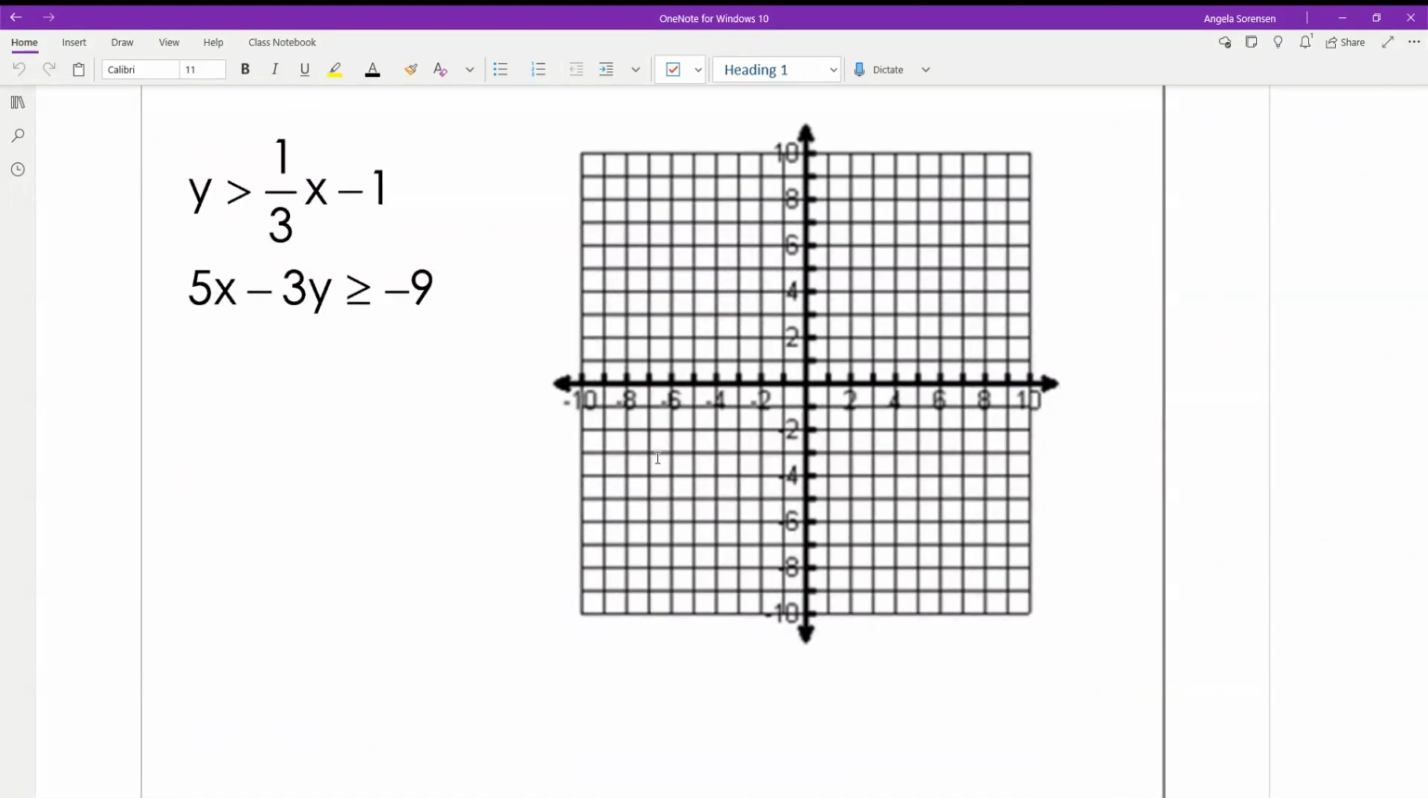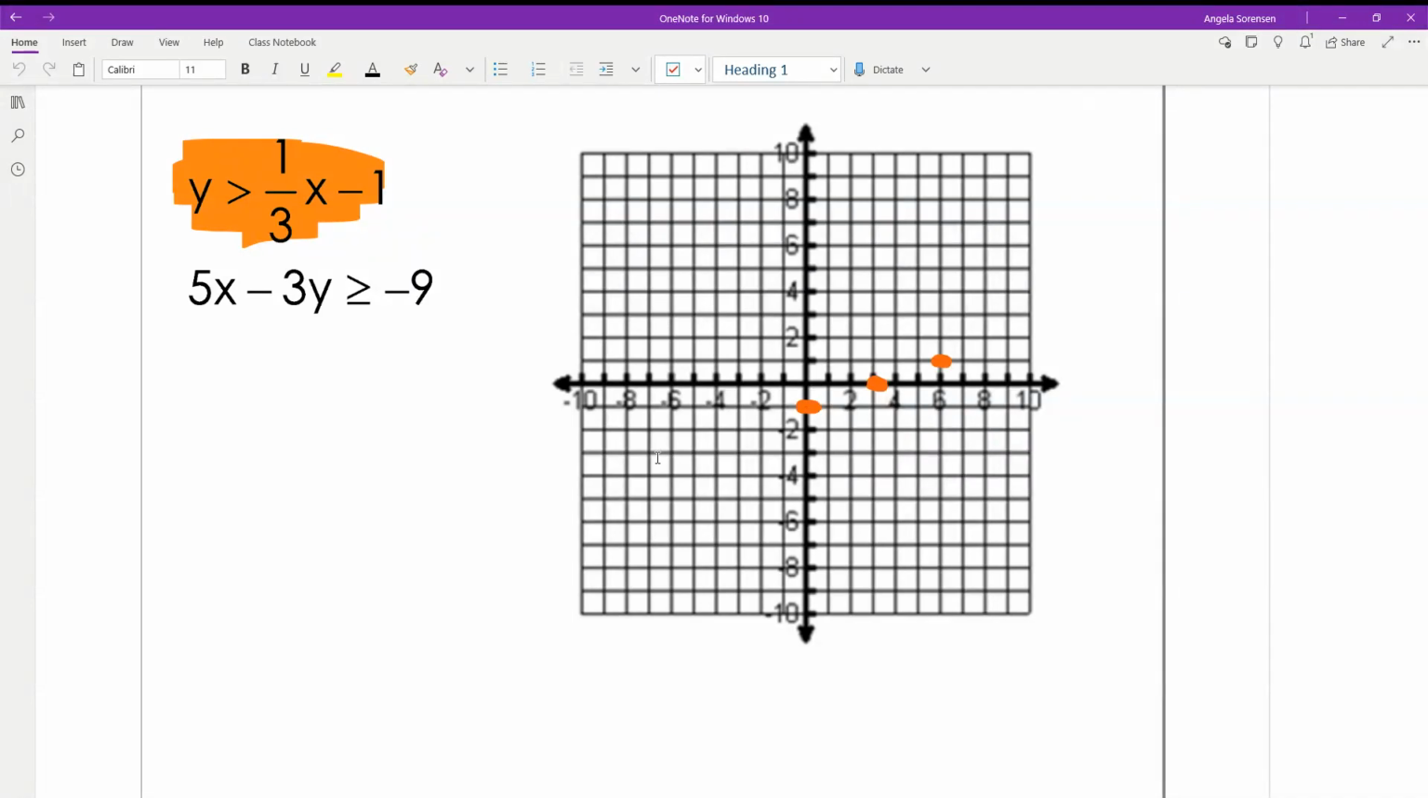So this is a system. What makes this different? Why is this a system? Yes, it's 2. So this first equation, if I graph this one it's easy because it's already in slope-intercept form. What's my y-intercept here? -1. And what's my slope? 1/3. So I'm going to go up 1, to the right 3. Up 1, 3. Up 1, 3.